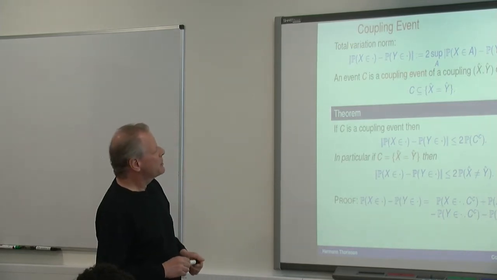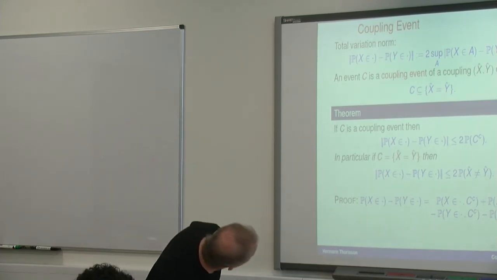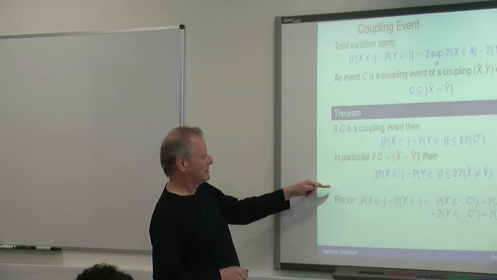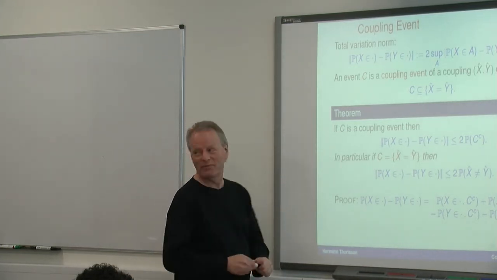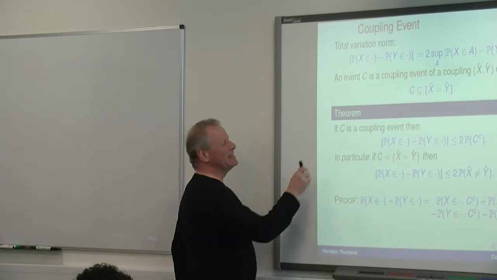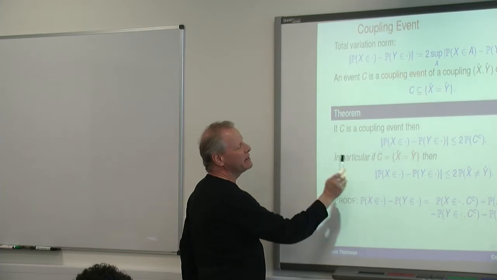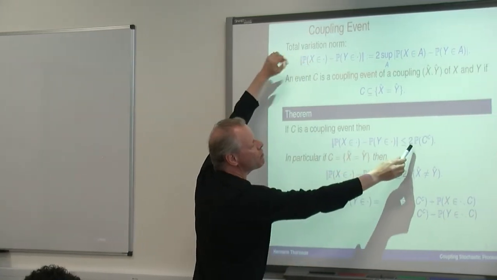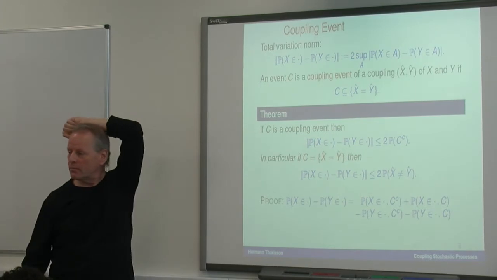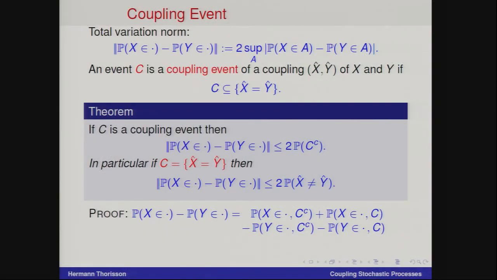Oh, here is a theorem. Why is that not gray? Okay, it's okay. Need not be. So if C is a coupling event, then the total variation is no more than twice the probability of the complement. In particular, if we take C equal to this, the complement of this is this, so we would have this. And this is the proof.